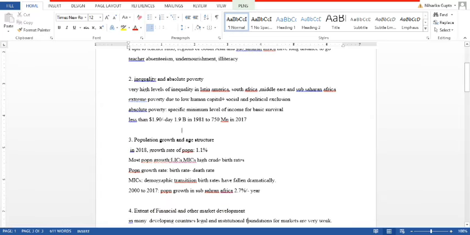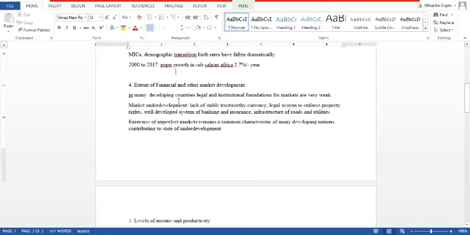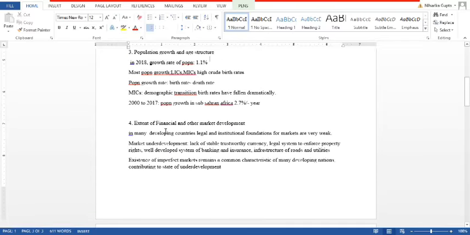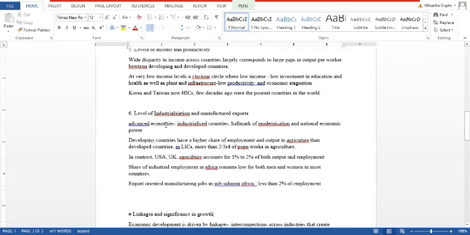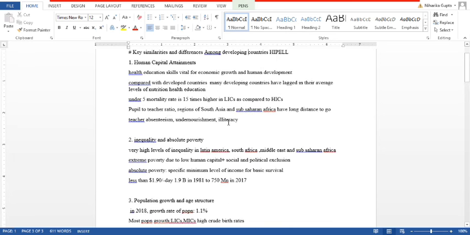Then we have inequality and absolute poverty, population growth and age structure, and extent of financial and other market development. And there are levels of income and productivity, and levels of industrialization and manufactured exports. You can go through these points, and this is a very guaranteed question, the most expected question from Chapter 2, Unit 1. So this was all about this.